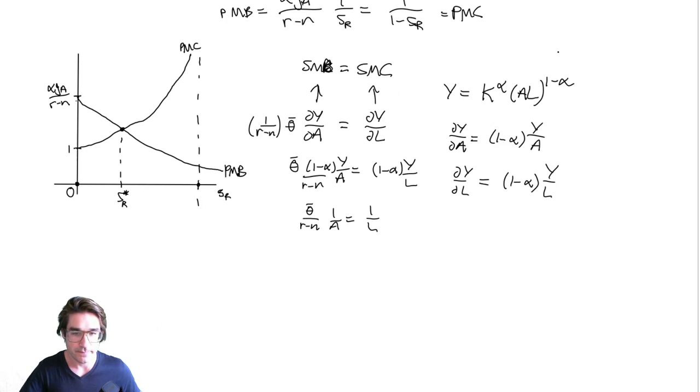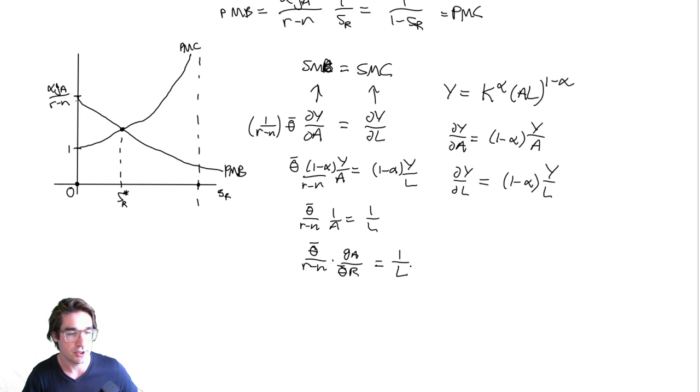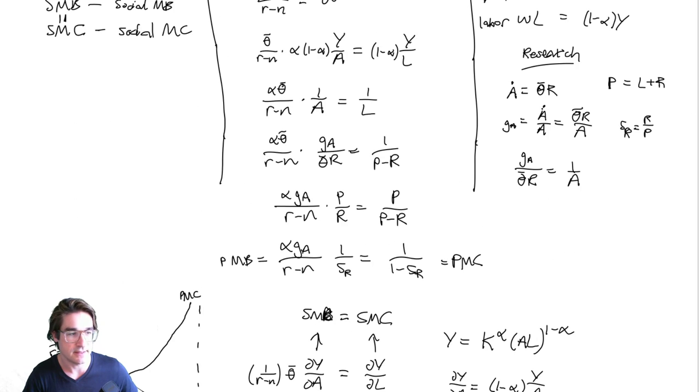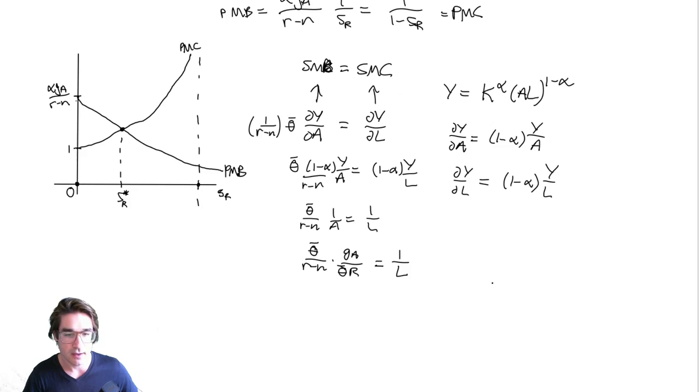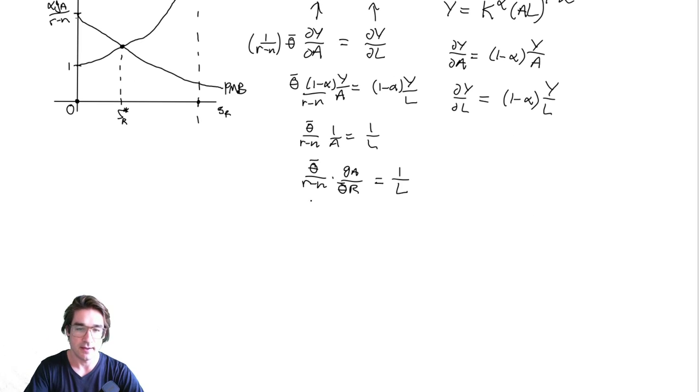So that 1 over A is going to be gA over theta bar R. Now, that's still true here in the equilibrium because it's just a function of the research production function, or an implication of the research production function, which is still the law of the land here. So we can keep on using that. And then finally, these thetas cancel. So we get gA over r minus n, we get 1 over R. This is 1 over P minus R. Anything that's not research is production labor.